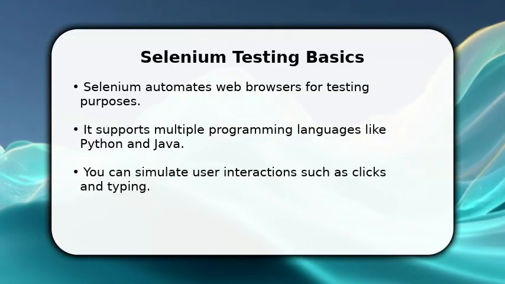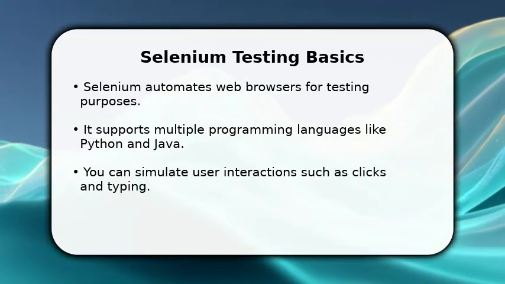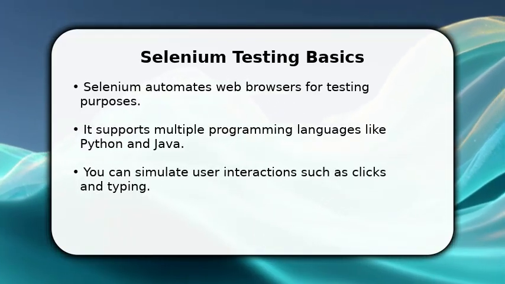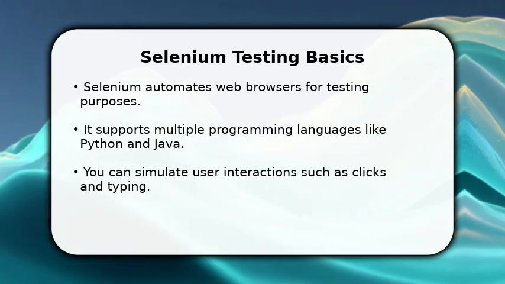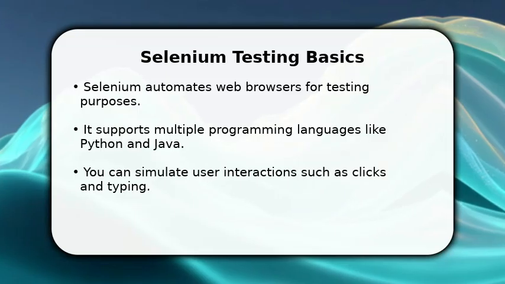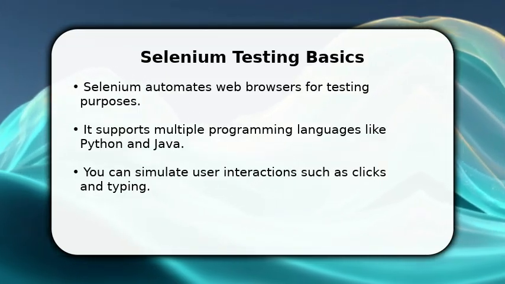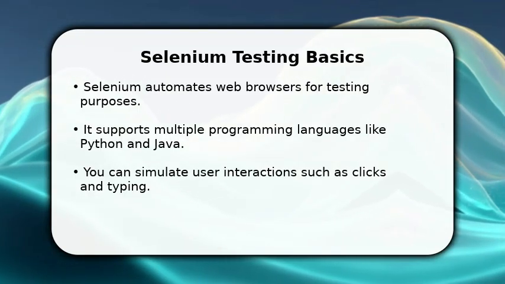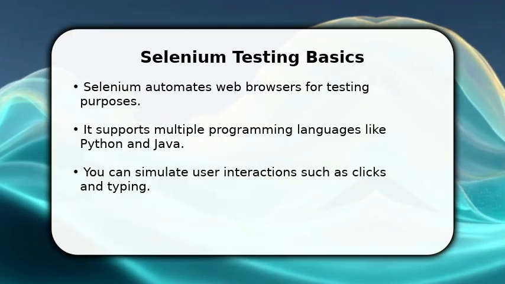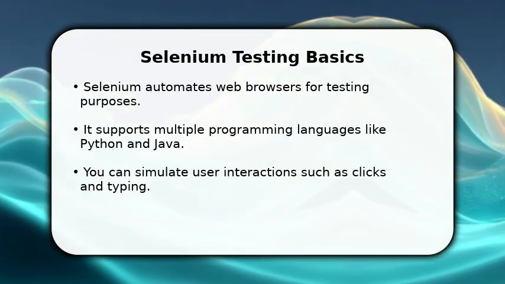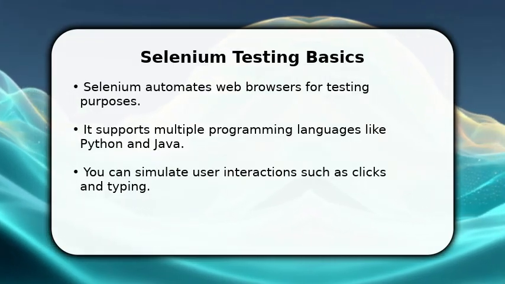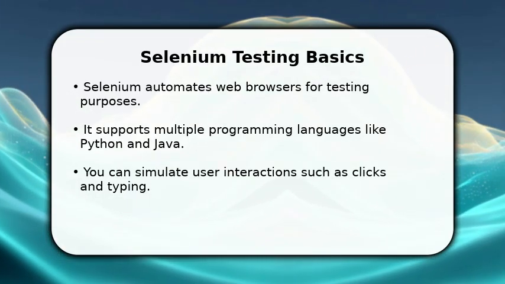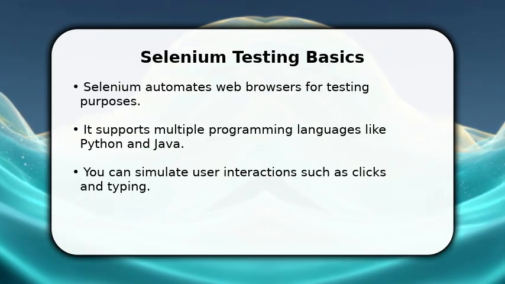In this video, I will explain how to use Selenium for testing. First, understand that Selenium is a powerful tool for automating web browsers. It allows you to simulate user actions like clicking buttons, filling forms, and navigating pages. This makes it ideal for ensuring your web applications work as expected across different browsers and platforms. It's an easy method to enhance your testing strategy.